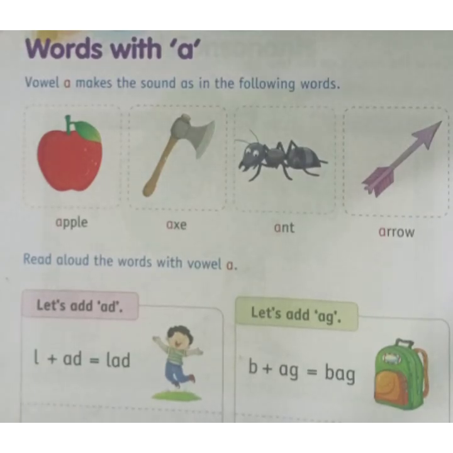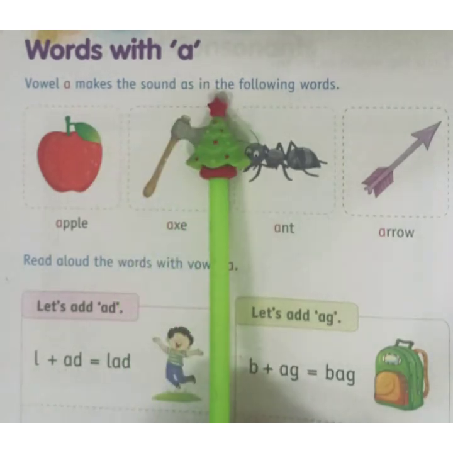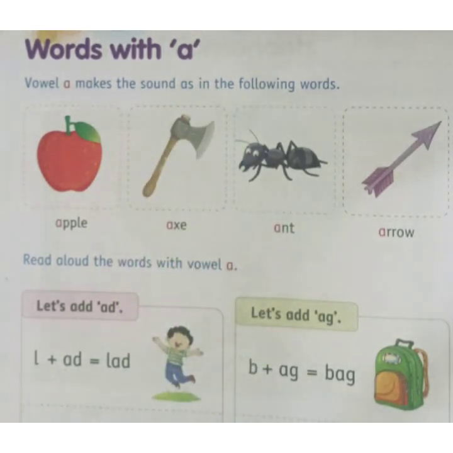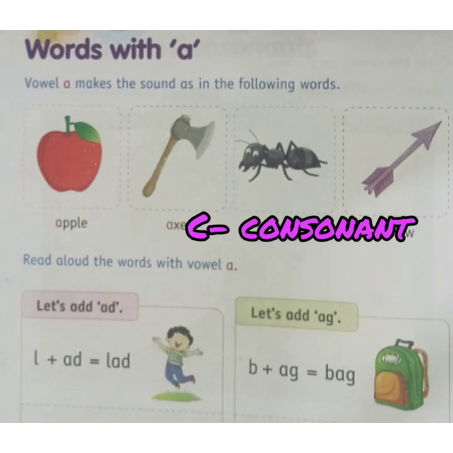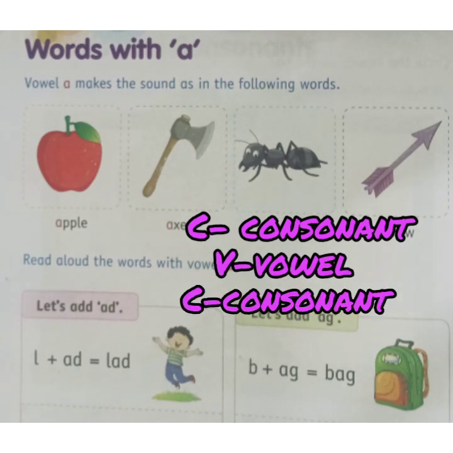Hello children. Today in English class we will do the reading practice of CVC words with letter A. CVC means consonant, vowel and consonant sounds of the letters. Okay children?